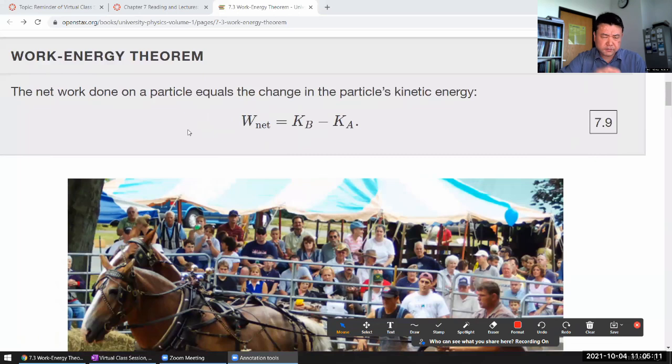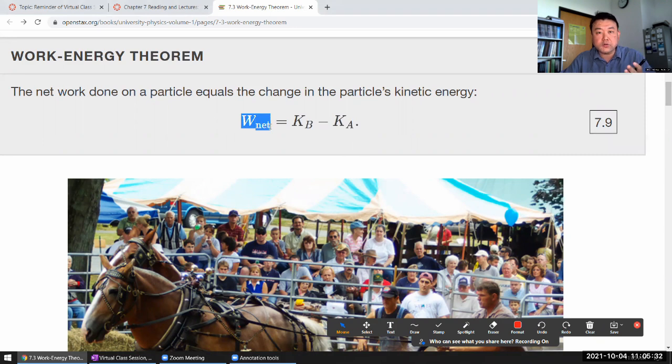And it's really worth emphasizing the work-kinetic energy theorem. In chapter 8, we are going to be introducing potential energy. And once we introduce potential energy, then you do have to be careful. So the theorem is proved in the context of where this is a net work.